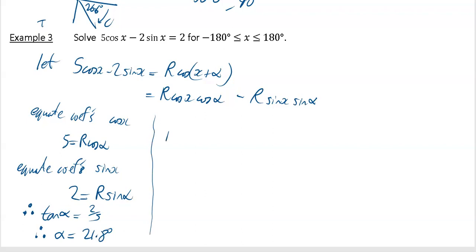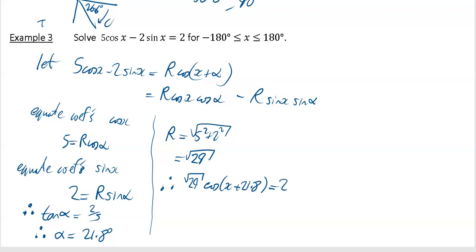Okay, what else can we do? We can also say that r is going to be equal to the square root of 5 squared plus 2 squared. So r is equal to the square root of 29. Okay, what we have got the story so far then, we have got that the square root of 29 times cos of x plus 21.8 is equal to 2, which means cos of x plus 21.8 is equal to 2 over the square root of 29. Okay, we can go on from here and then find your basic angle.